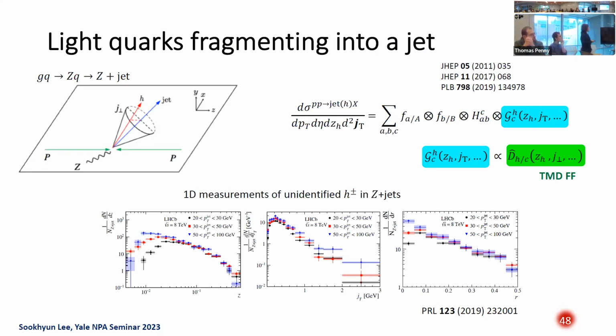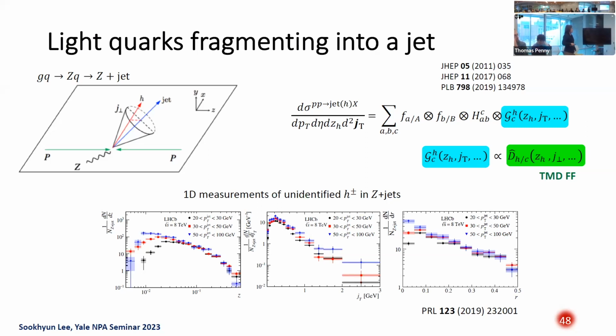So I'll show you an example of the light quark initiated jets, how they fragment into Hadrons. So what we measured at LHCb was that we measured the charged Hadron distributions inside the jet in association with the Z boson, because the QCD Compton process is the dominant process. Your jet would be predominantly coming from light quarks.